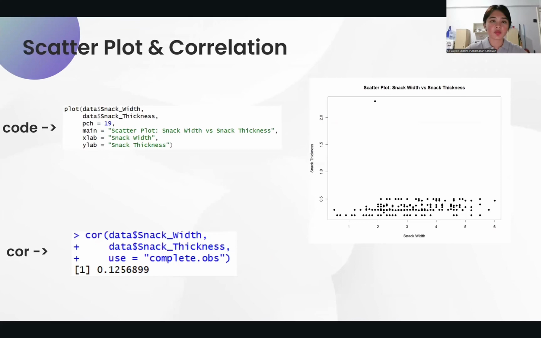Next, scatter plot and correlation. I plot snack width against thickness and calculated the correlation. Here's the scatter plot. Each point represents a snack. You can see a clear upward trend. As width increases, thickness tends to increase too. The correlation value confirms this positive relationship.